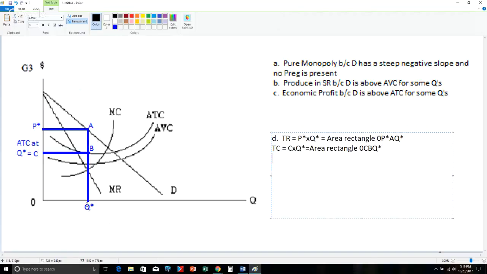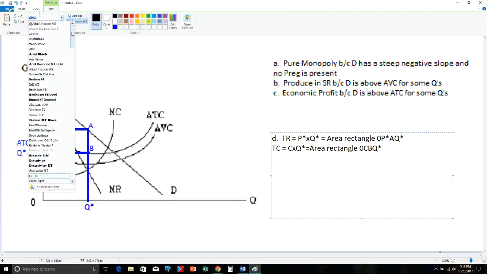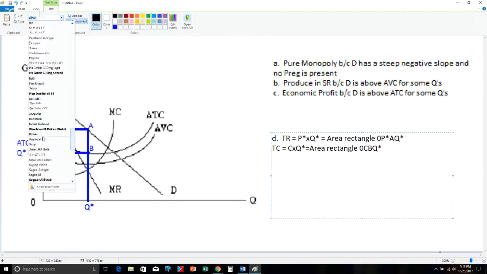Notice this big rectangle's area is total revenue. Notice this smaller rectangle at the bottom is total cost. The difference between the two of them is this smaller rectangle at the top. This rectangular area is how much total revenue is bigger than total cost. That's our economic profit. So I need to change my font just one time more here.